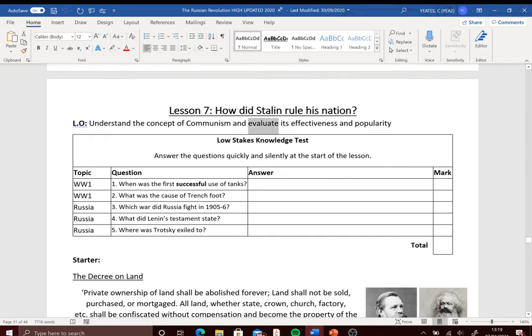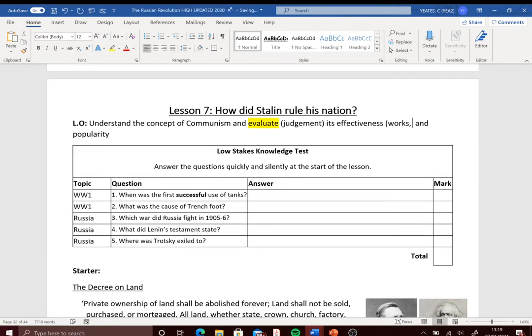We've got that word evaluate. Now we had that last lesson. If you remember what that word is, then fantastic, but just as a reminder, evaluation, you can do this as I am, is about forming a judgment. We are trying to judge how effective this idea of communism actually is. Now, before we are able to do that, though, we need to start thinking about what we mean by effectiveness and popularity.